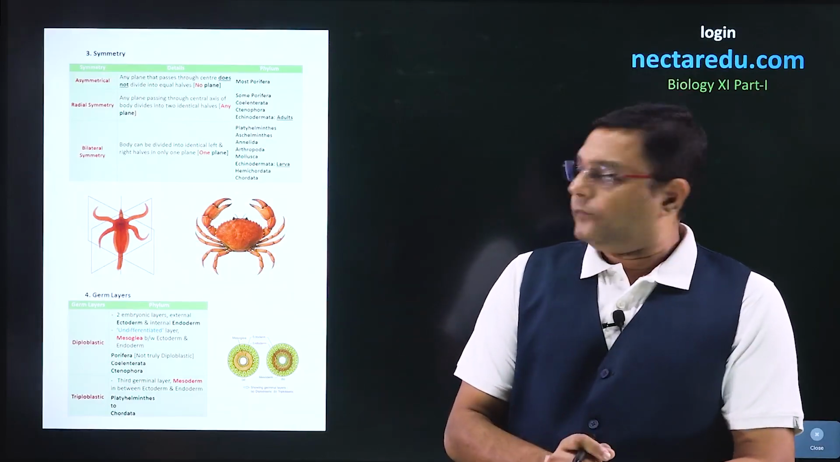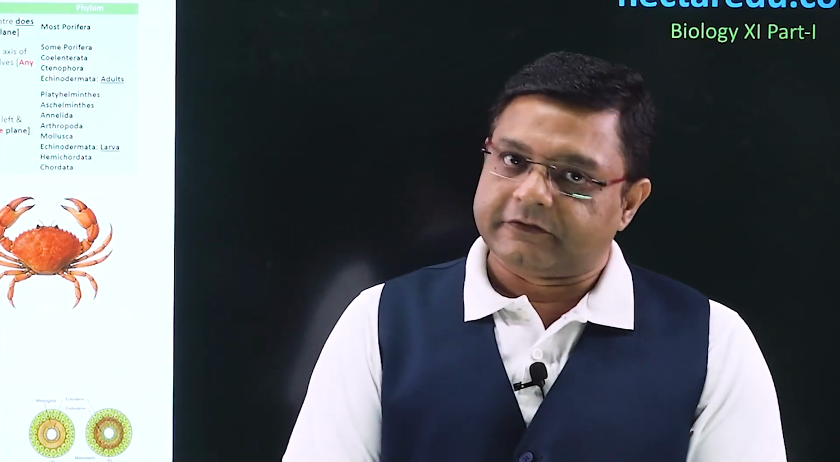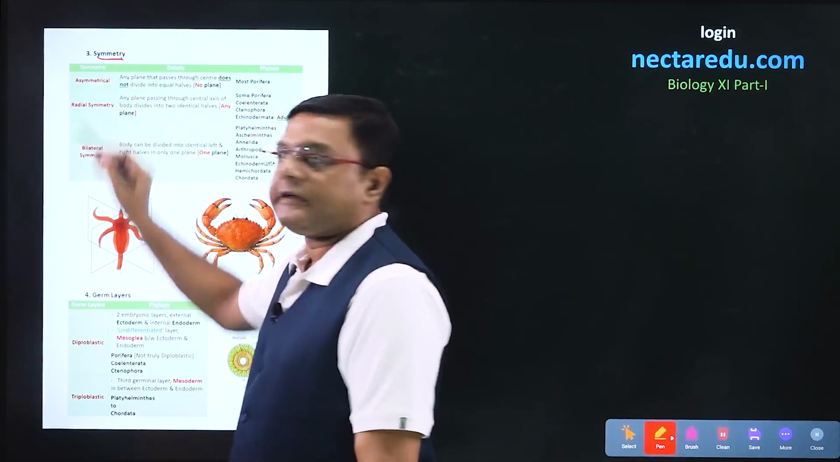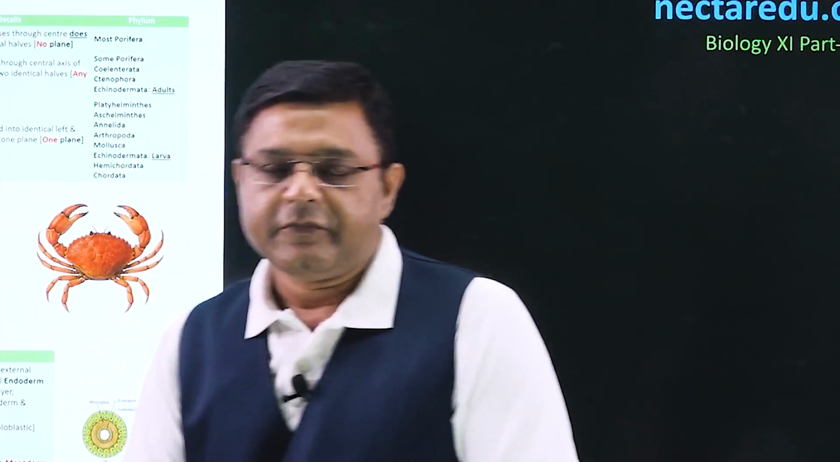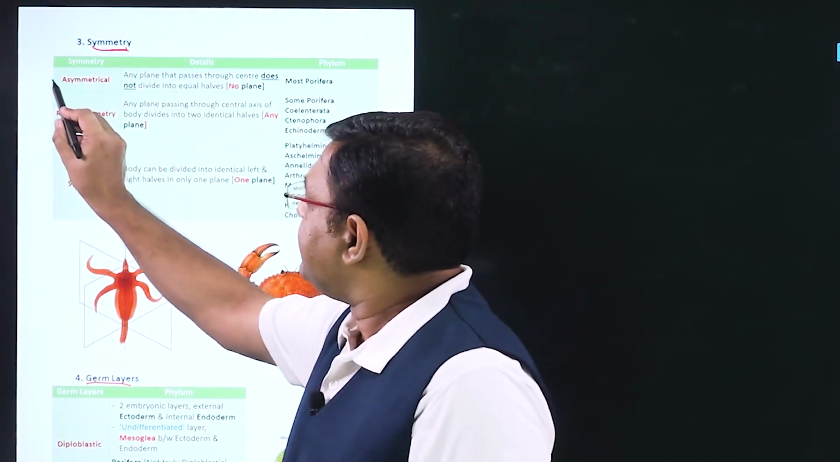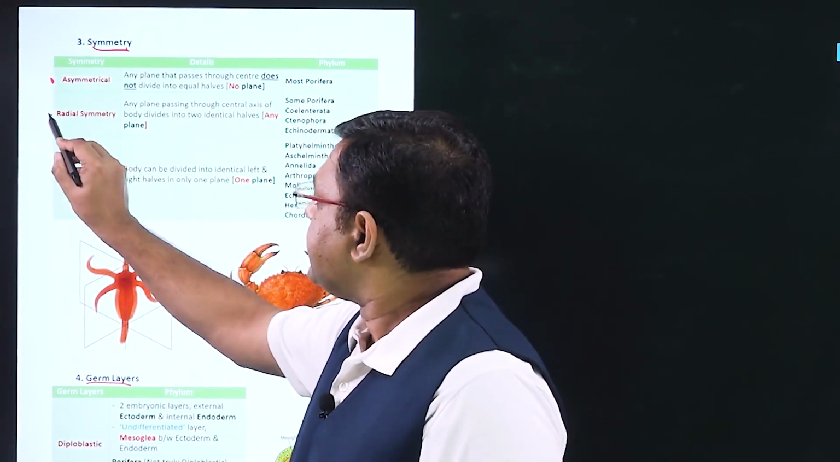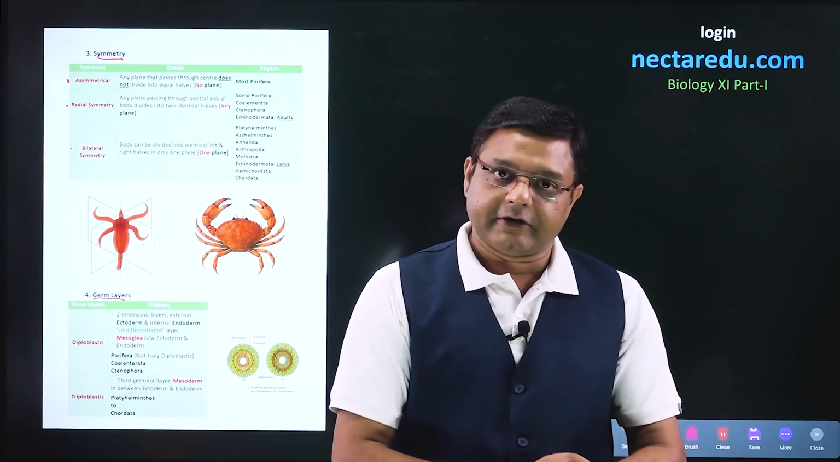In this particular video, we will look into two bases of classification. The first basis is symmetry, and the second basis is germ layers. So first, talking about symmetry. In symmetry, the first type is asymmetrical, the second type is radially symmetrical, and the third type is bilaterally symmetrical.